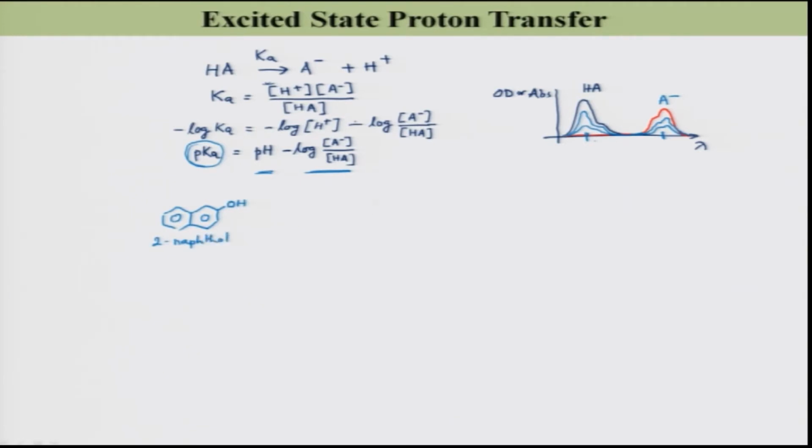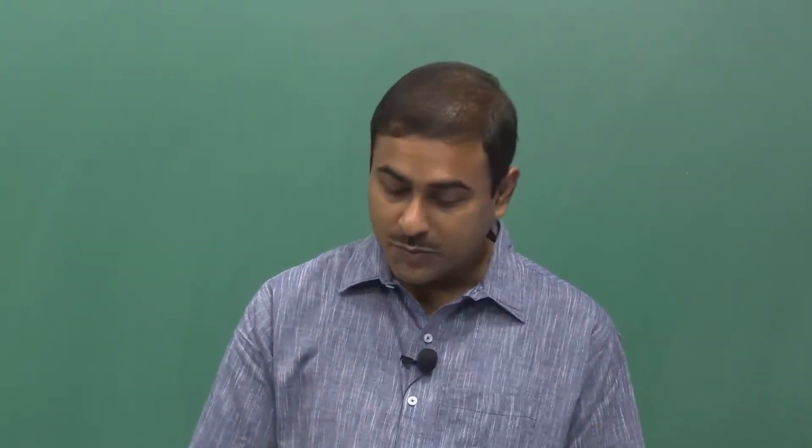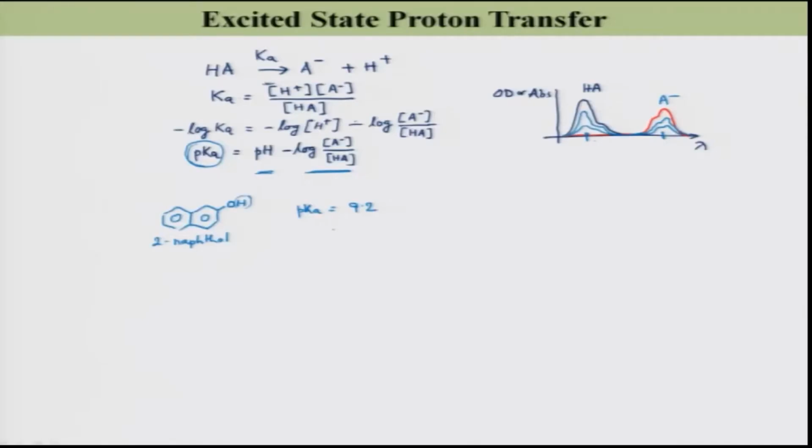This is 2-naphthol. The pKa of this molecule is about 9.2. Obviously, this proton is not labile in the ground state, so acidity is very low. However, if you excite this molecule using 270 to 280 nanometer UV light, then the pKa of this molecule drastically reduces to 2.0.